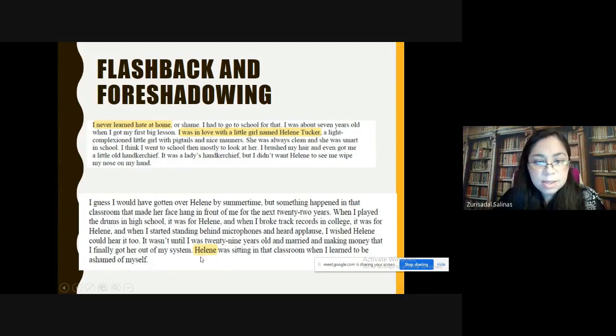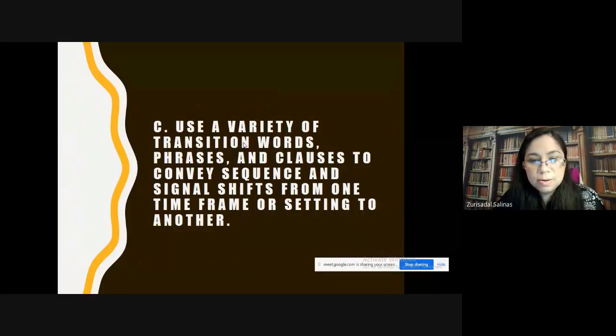Sometimes they're different. Like, "I would have gotten over Helen." That's a transitional phrase. He's going to tell us, okay, this paragraph is about a reflection. Just like this paragraph, "I never learned hate at home." That's another reflective paragraph. And then he goes back to the story, and those transitions change back to the story. I'll show you some in just a minute. So transitional phrases and transitional words help you signal some changes that are coming in the story.